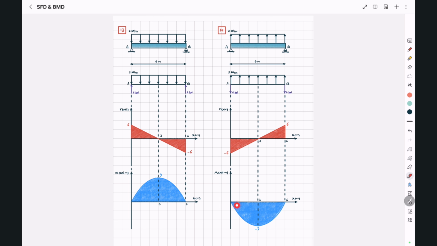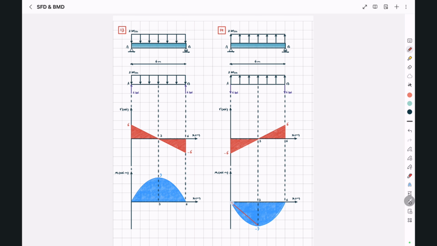The slope of moment diagram at any point in between will be equal to the intensity of shear at that point. The intensity of shear in the beginning was -6, and at the end was equal to 0. So it's not constant, and we can't connect these 2 points using a straight line. We have to draw a curved line.